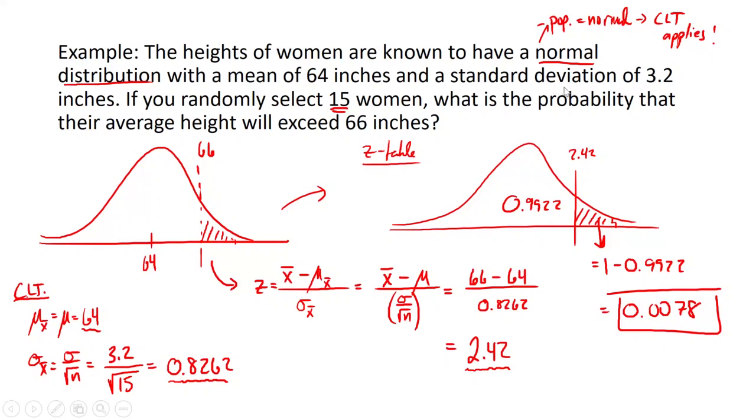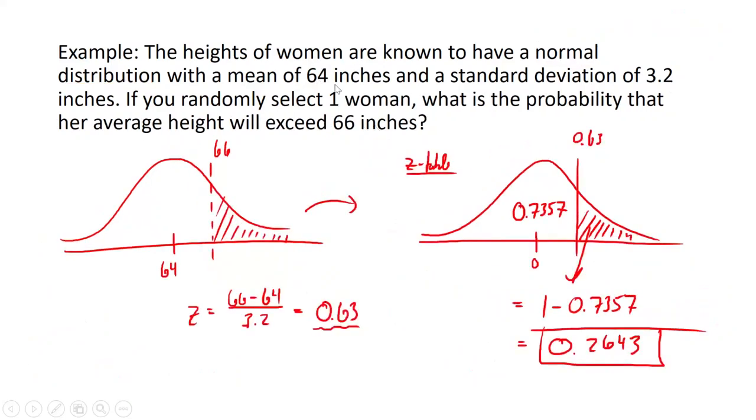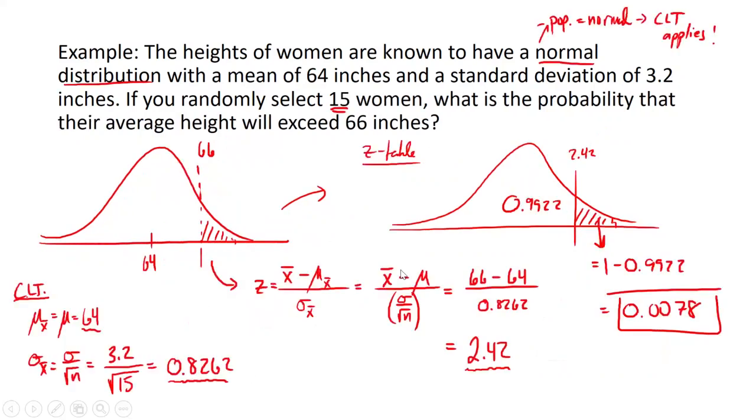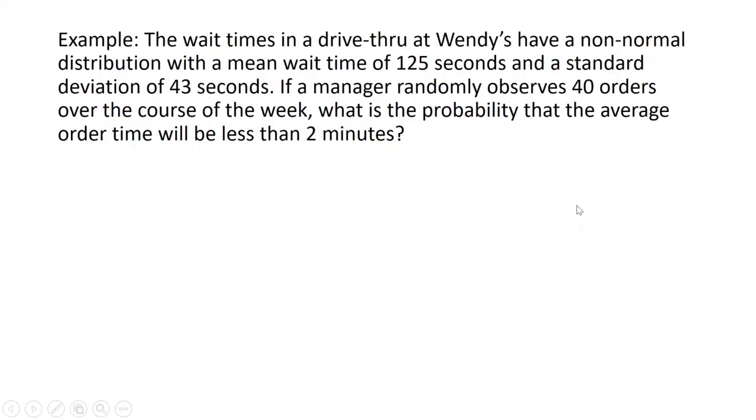All right, so the key is if you're taking one person from a normal population, you just use the old school z-score formula. If you're taking multiple people and averaging them, you need to update your z-score formula for that updated standard deviation. So, all right, here's another one.